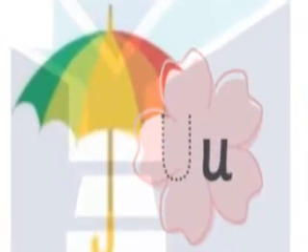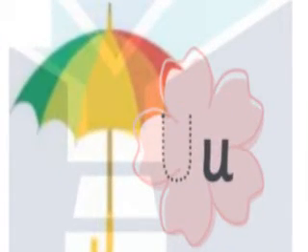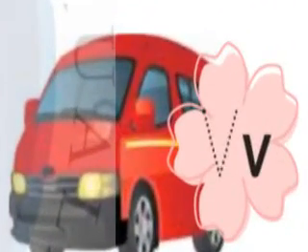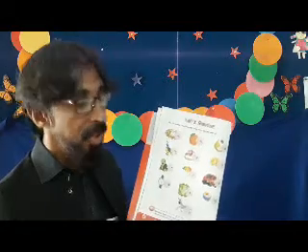Yes. What is this? Look. Yes, umbrella. Umbrella. And what is the beginning sound? U. Yes. Our name is U. Trace the capital U. Yes. What is this? Yes, van. Very good. Van. Sound is V. Van. Shabash. Small v, capital V, trace it.